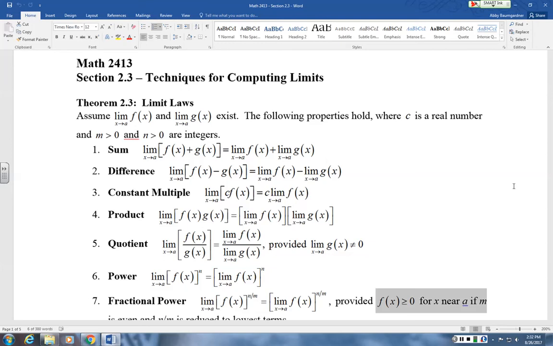All right, so theorem 2.3 are all of our limit laws, and we have some assumptions up here that say, okay, if we have a function f of x and another function g of x, and their limits as x approaches a exist, then the following properties hold. And then they say some other things like c is a real number, m is greater than 0, and n is greater than 0, and they're both integers. So let's just sort of walk through these. Most of them are very, very intuitive.